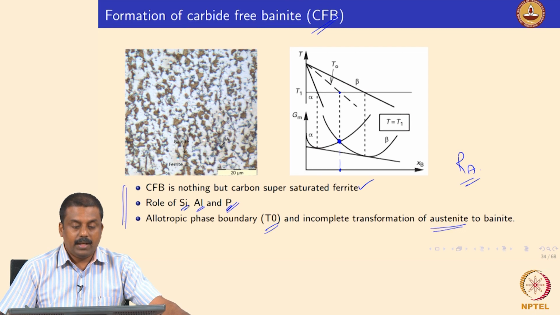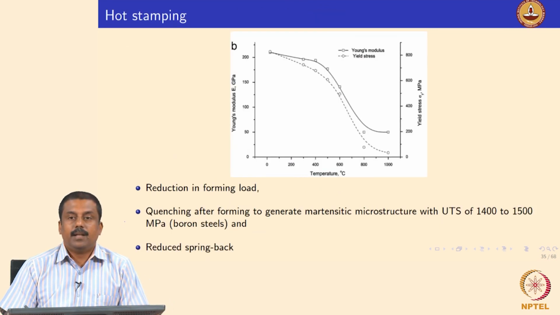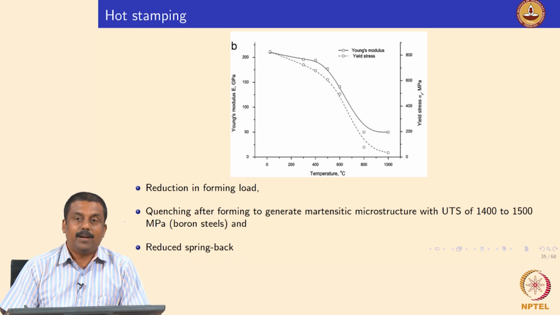So we will move on to the next microstructure of advanced high-strength steel. We looked at DP and TRIP, and the third advanced high-strength steel is hot stamping steels. Before going to the microstructure, it is very simple: it is martensitic after hot stamping. If you take a martensitic microstructure and want to deform it at room temperature, it is extremely hard. You need an enormous amount of mill load to deform the martensitic microstructure.